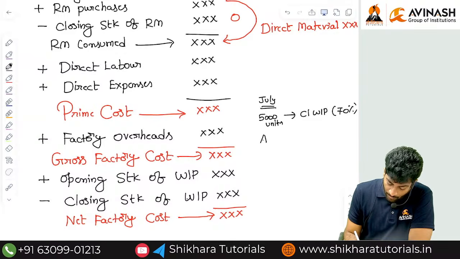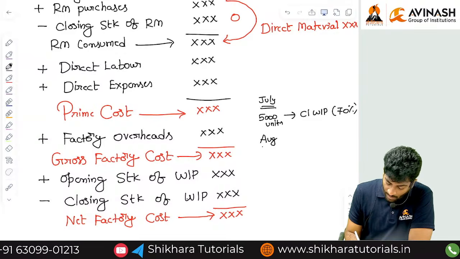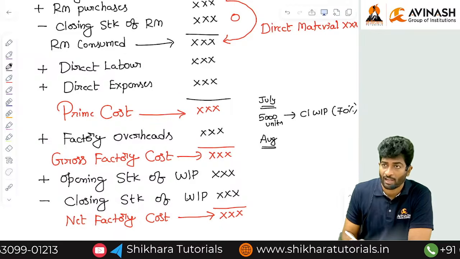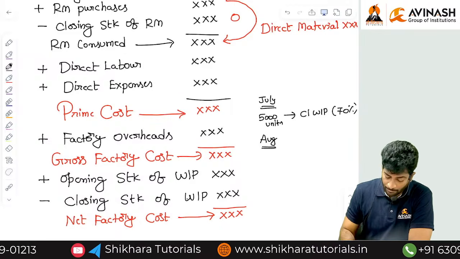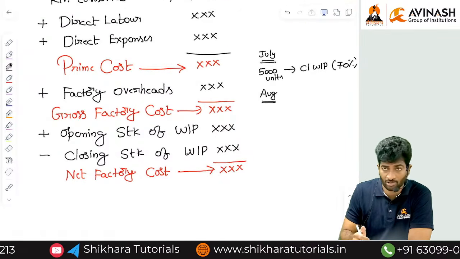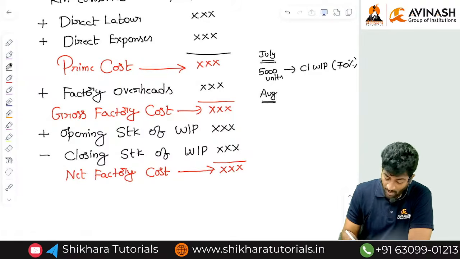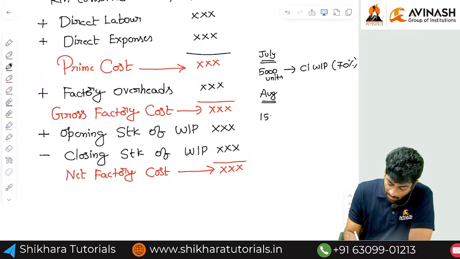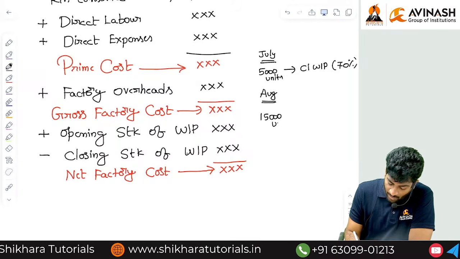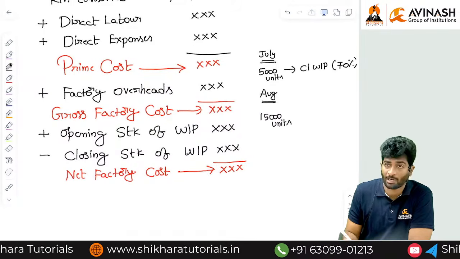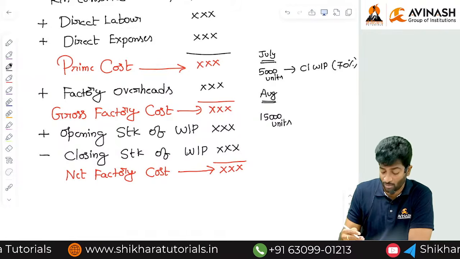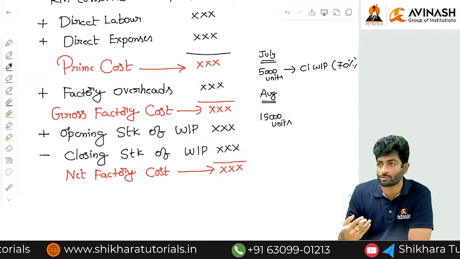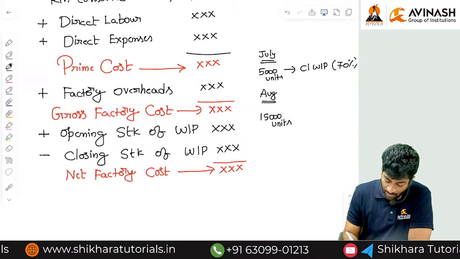Now, in the month of August, you are again starting your production activity. Obviously, you are going to work on those 5,000 units first. Along with that, you are introducing 15,000 units. You are planning to produce 15,000 units newly introduced into the manufacturing activity.